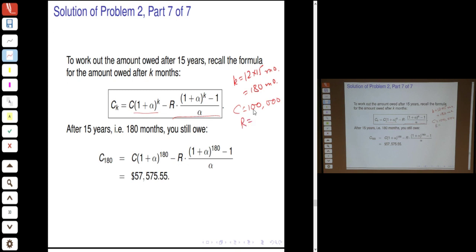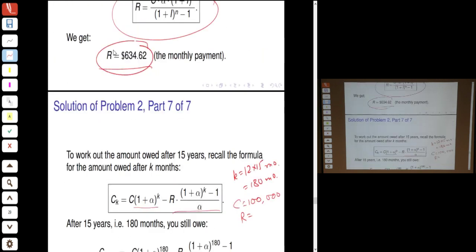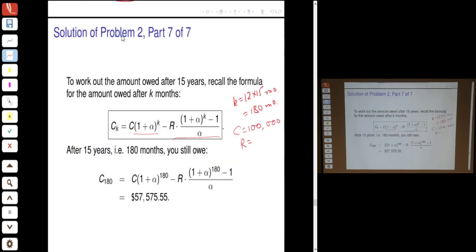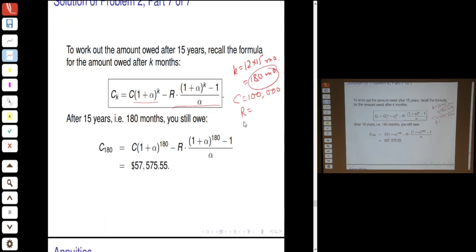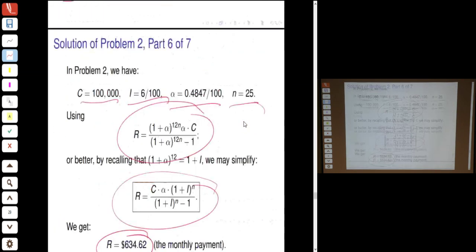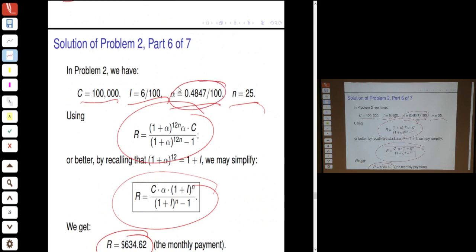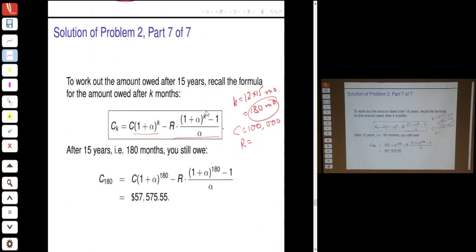R is given to us, so R we just calculated in the previous slide, and k is 180 and alpha is, as we already noticed, 0.004847. So if you combine all of these and substitute, you get the answer $57,575.55. That's the amount you owe after 15 years.